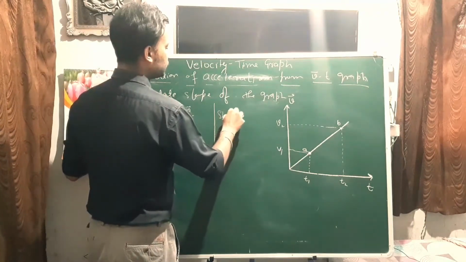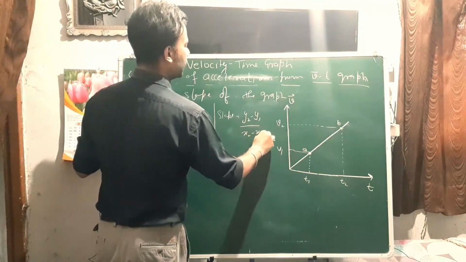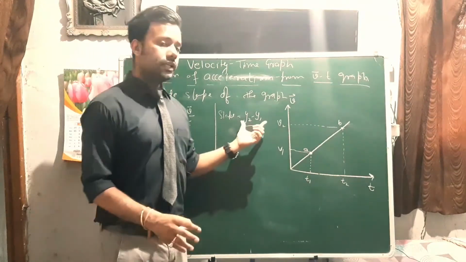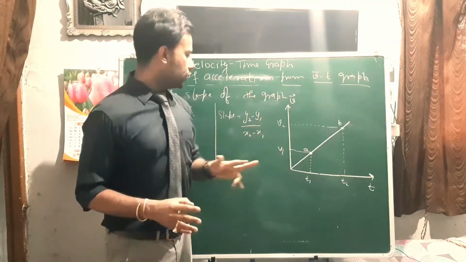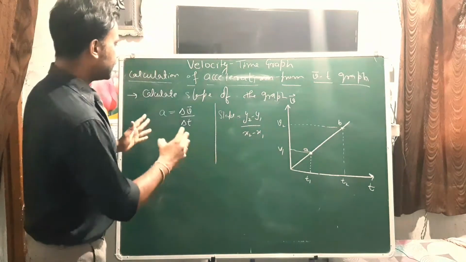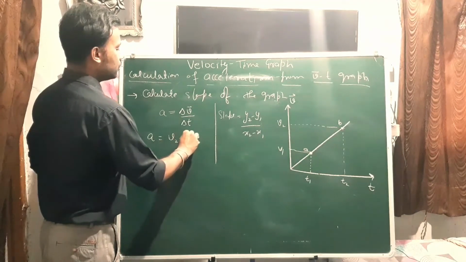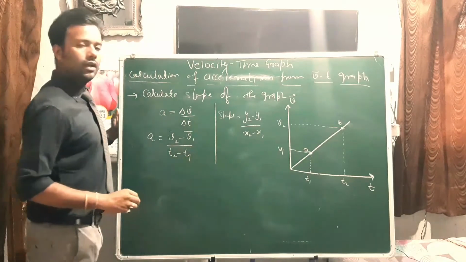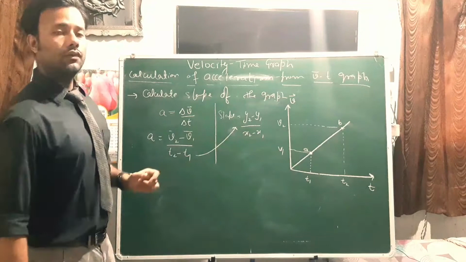What is the actual formula of slope? Slope is nothing but y2 minus y1 upon x2 minus x1. Slope is the change in the quantity on the y-axis, y2 minus y1, to the change in the quantity on the x-axis. This is the general formula. Now the acceleration is del v by del t, or we can write it as v2 minus v1 upon t2 minus t1. Now compare this formula with the general formula of slope.